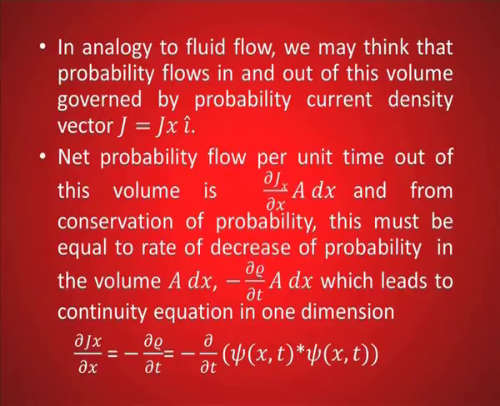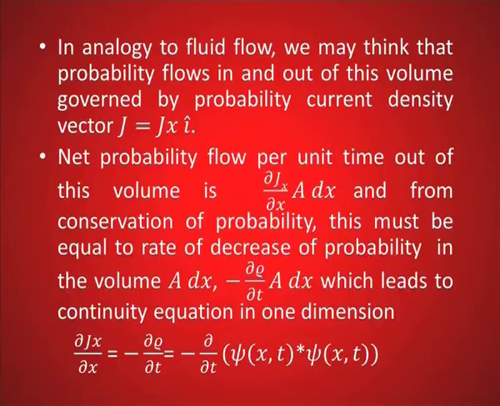It is analogous to the fluid flow. We may think that the probability flows in and out of this volume and is governed by the probability current density vector j, whose x component is j x. Then the net probability flow per unit time out of this volume is ∂j_x/∂x times a dx, and from the conservation of probability, this must be equal to the rate of decrease of probability in the volume a dx, which is minus ∂ρ/∂t times a dx.